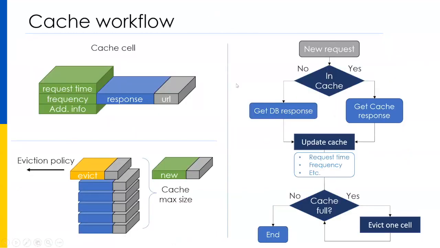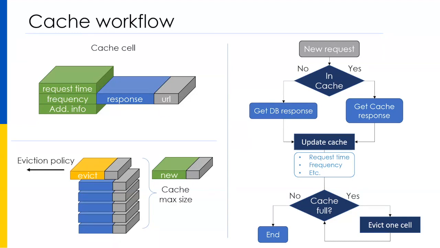Going to the cache, in the main parts we have a cache cell that contains the URL, our main part, the response, and some additional information like request time, frequency, etc. When our cache is full, we have some kind of eviction policy: we evict one cell and replace it with a new one. On the right side of your screen, you can see the algorithm of how the cache works.